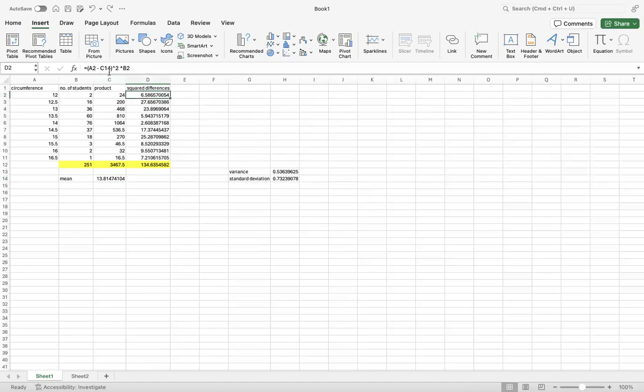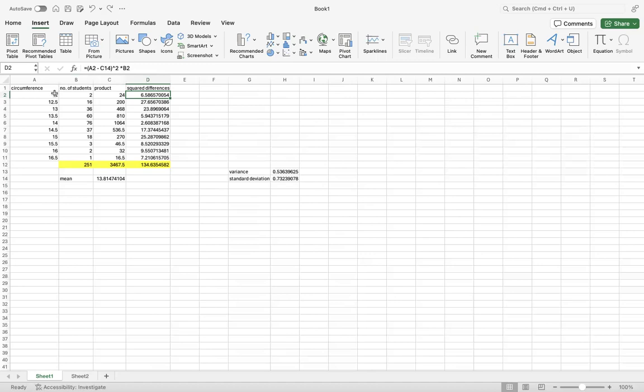A2 minus C14, you have to square it. This is a formula. How do you do square differences? It's nothing but A2 minus C14 whole square, and you do it with the number of students into B2. This is the whole formula you have to enter.